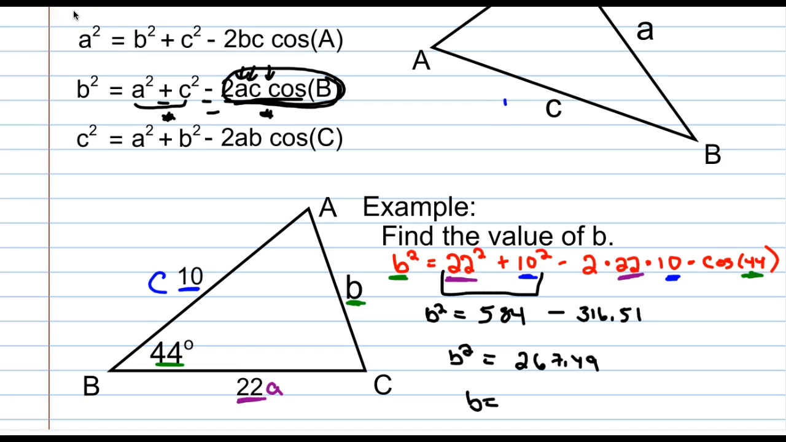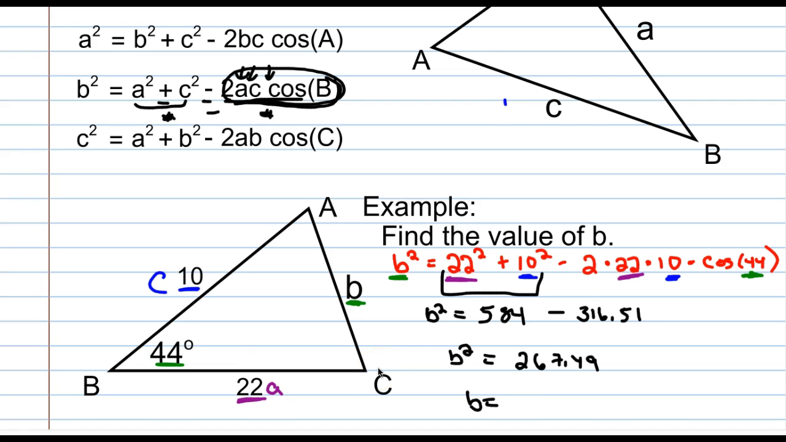Alright, so looking at this, with my work done now, this first section right here, 22 squared plus 10 squared, I got 584. And then remember, this has to be done first. We're not going to just subtract 2 from 584 and then complete this. We have to do order of operations. So 2 times 22 times 10 times the cosine of 44 gives me 316.51. Now I can subtract all of that and do 584 minus 316.51. That gives me 267.49. So that's not my answer. That would be a really long side, by the way, if you stop there.